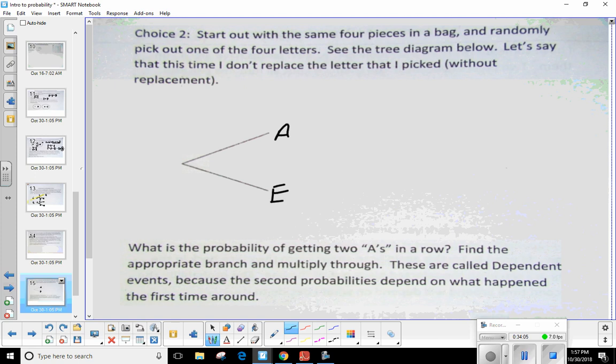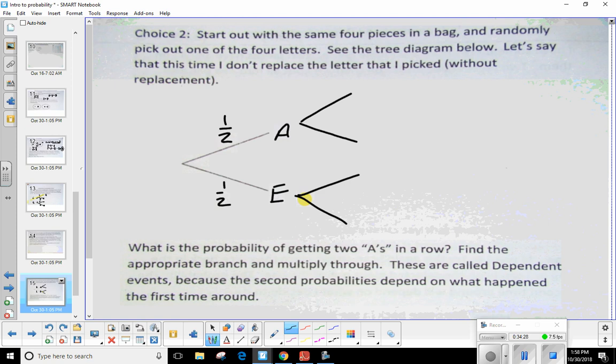If I have 2 A's and 2 E's, what's the probability of first drawing an A? 1/2, 2 out of 4. The same for E. But see now, because I am not placing that one tile back into the bag, this new probability is now dependent on the fact that I didn't put it back.